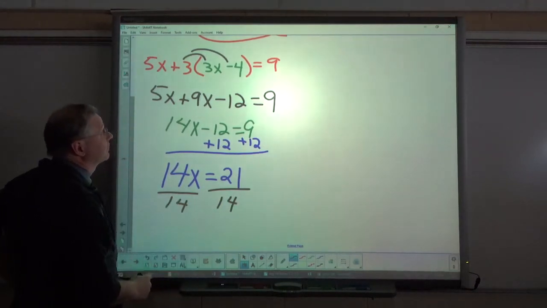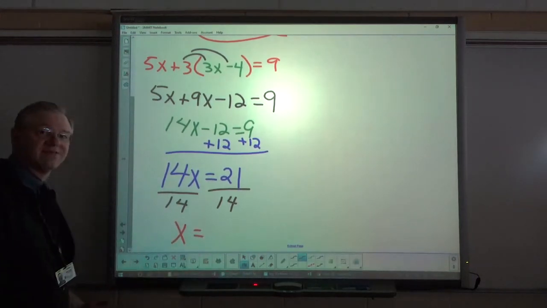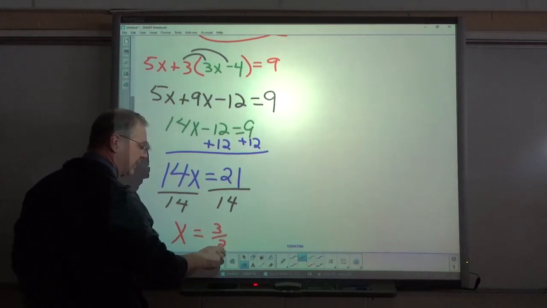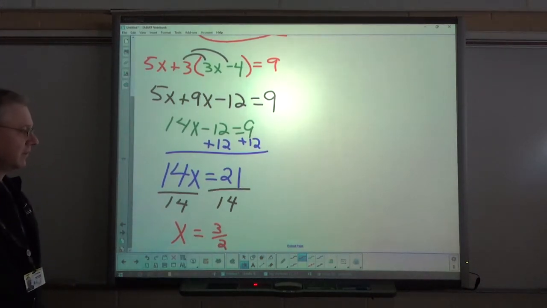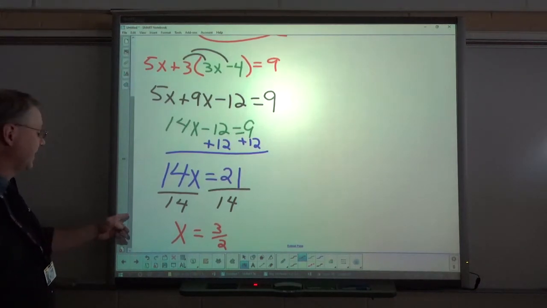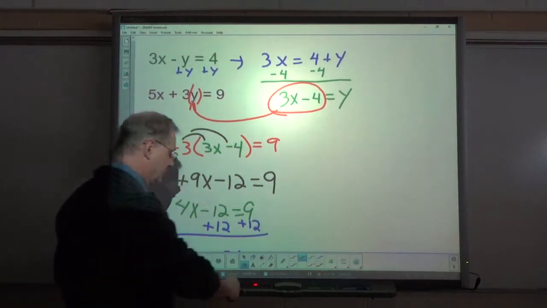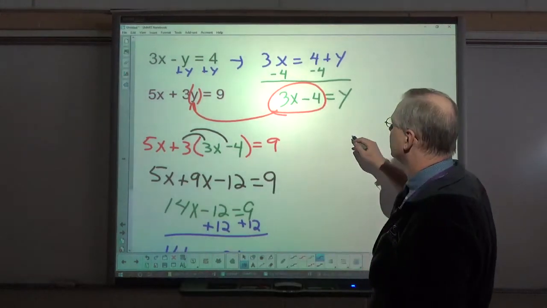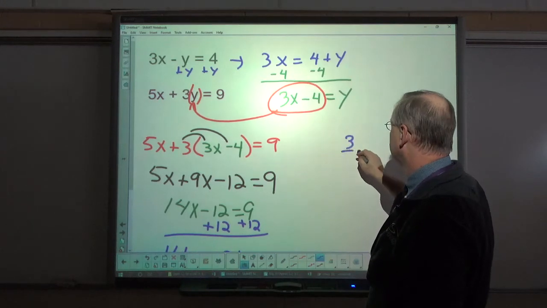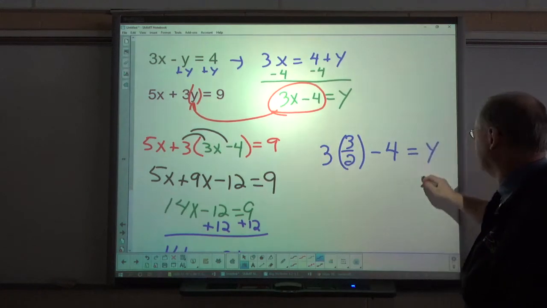Hopefully I didn't make any errors. Now, 7 goes into 21 and 14, so that's 3 halves. 7 goes into 21 3 times, into 14 twice. Now I need to take that 3 halves and put it back in. Oh boy, okay. It doesn't matter which one I put it in for. That's x. 3 halves times 3 minus 4 equals y.